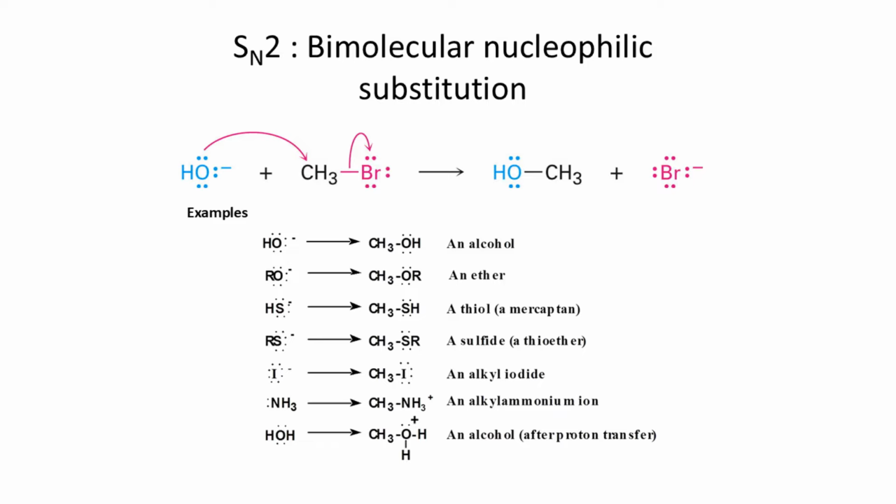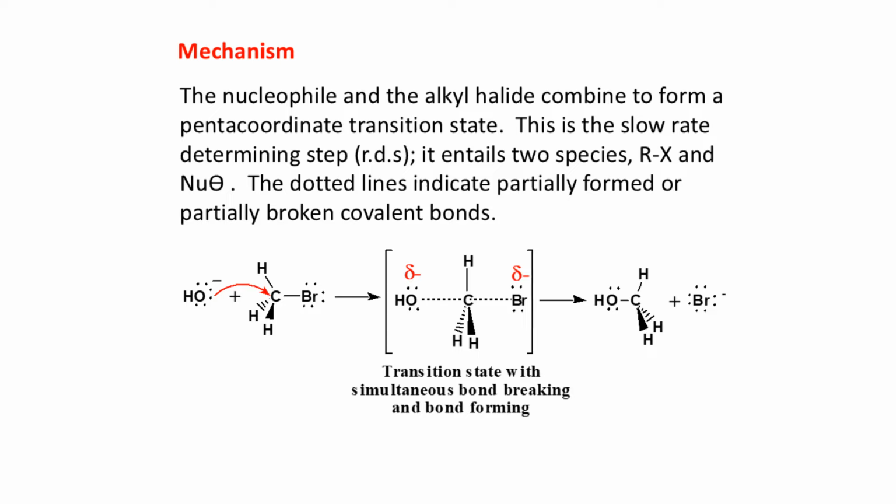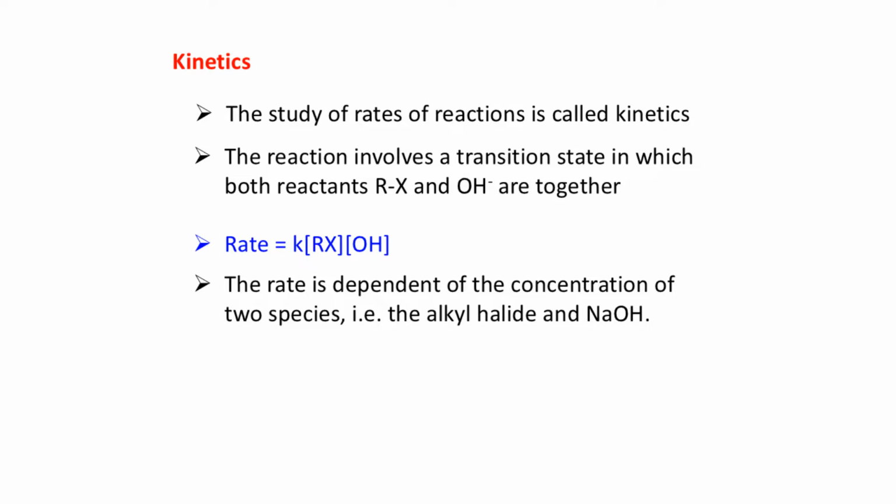Let's first discuss SN2 reactions. In SN2, a nucleophile attacks the substrate, leading to a bimolecular substitution. Examples include reactions with alcohols, ethers, thiols, and more. The mechanism of SN2 involves the nucleophile and alkyl halide forming a pentacoordinate transition state, which is the slow, rate-determining step. Kinetics studies the rates of reactions.